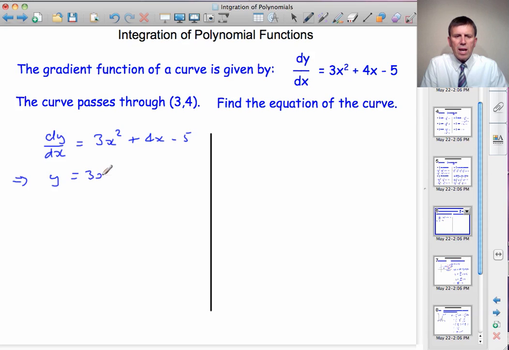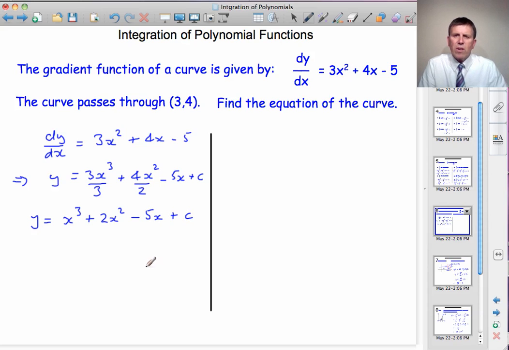We get 3x cubed divided by the new power 3 plus 4x squared divided by 2 minus 5x plus the constant of integration. So y is equal to x cubed, because the 3's cancel, plus 2x squared minus 5x plus c. But that doesn't just define one curve, it defines a whole family of curves for the various values of c. So the exam question gives us a point on the curve, 3, 4.